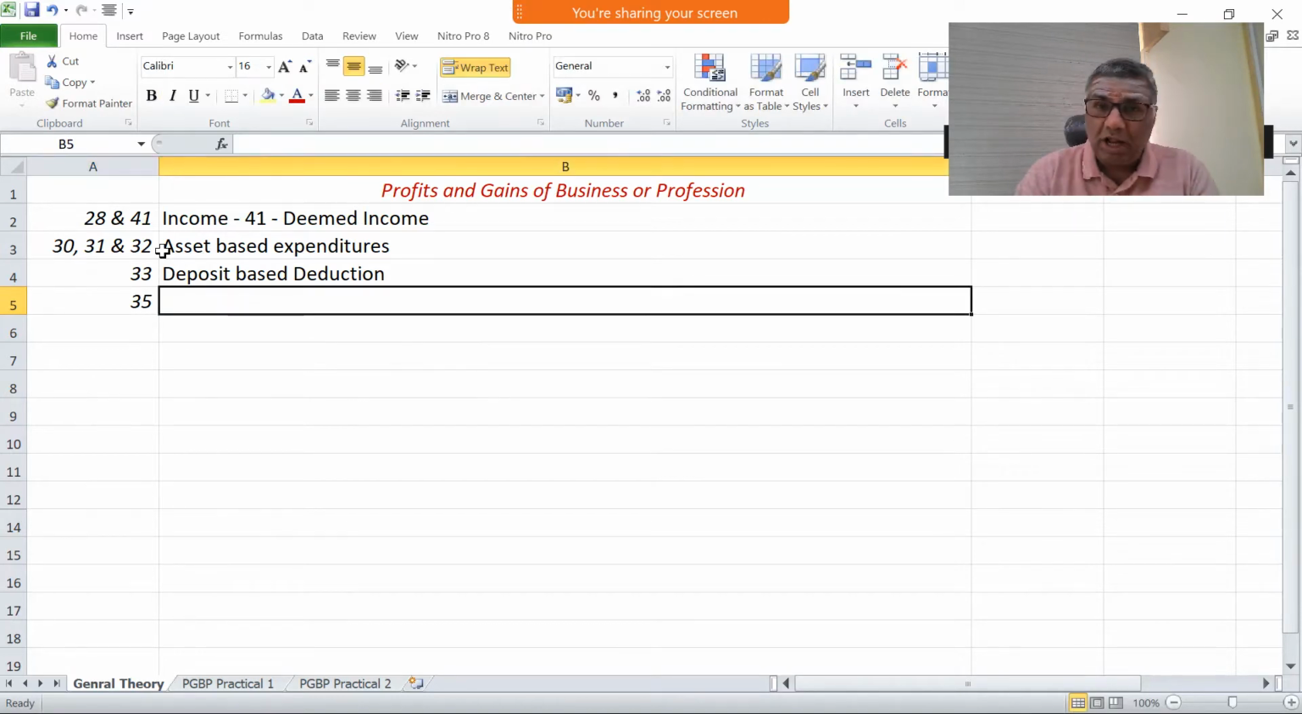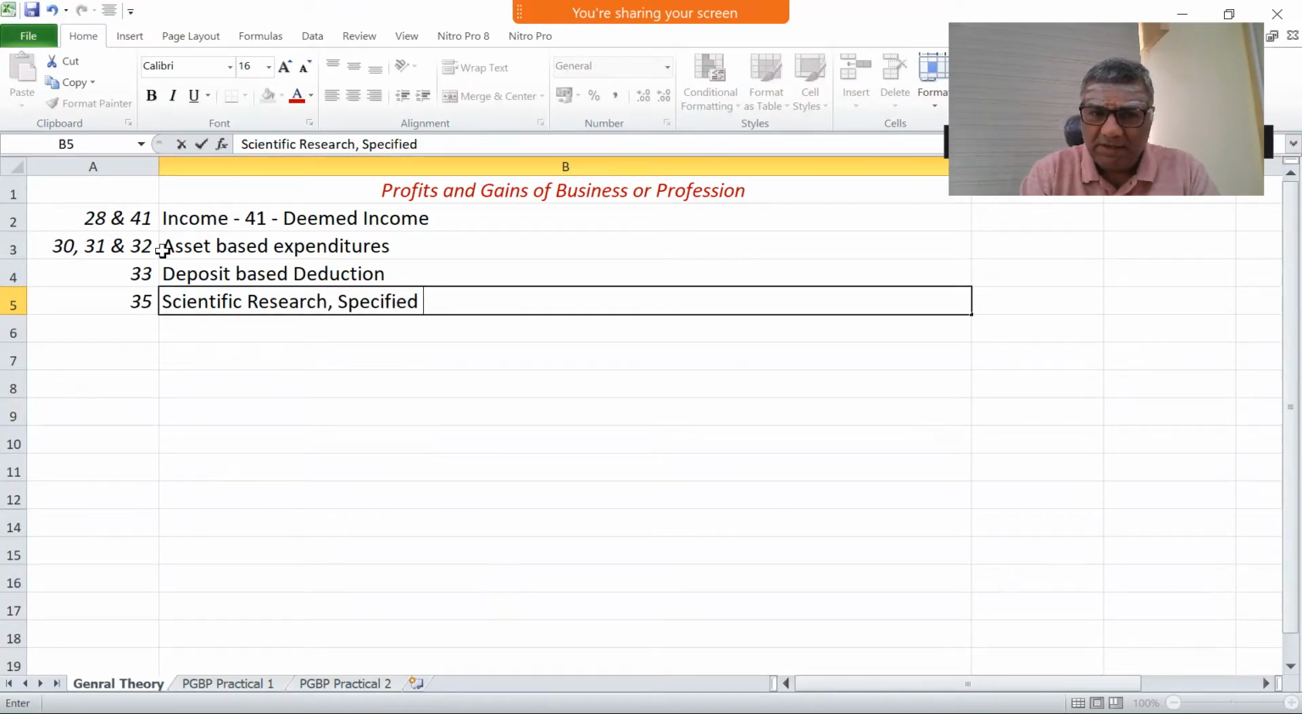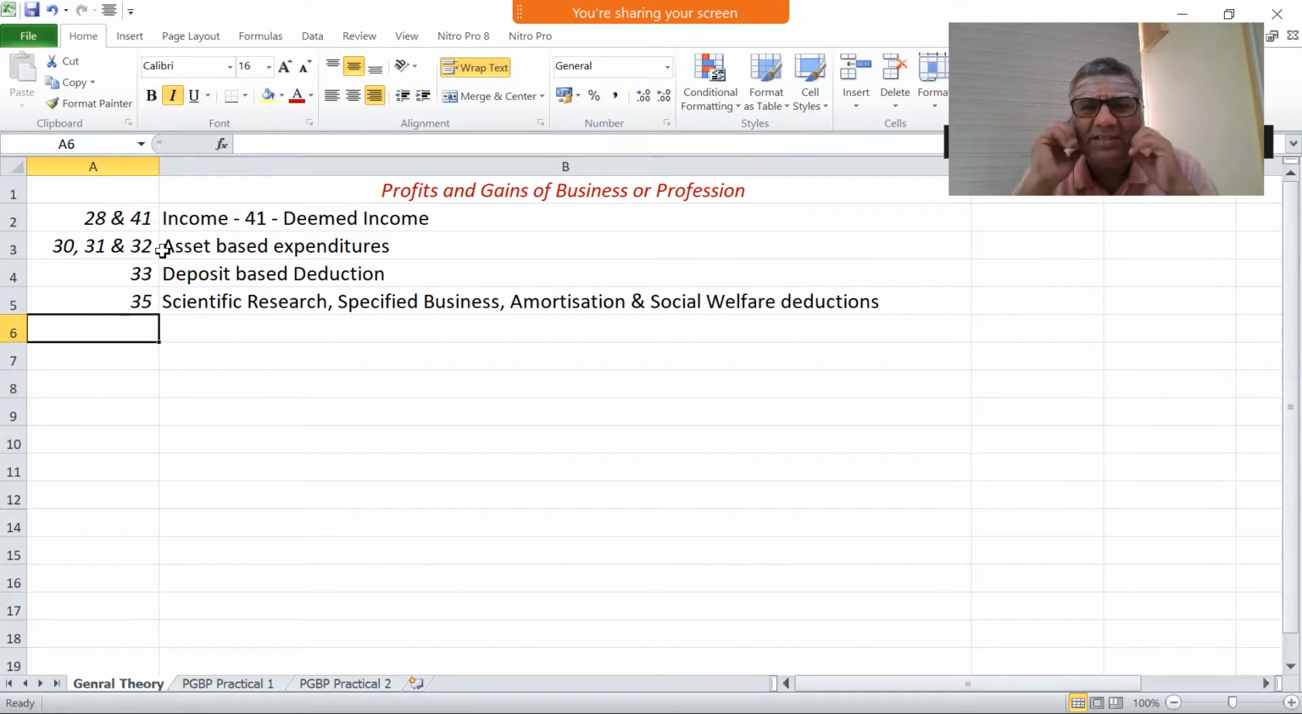35 is a long travel section. Scientific research now becomes simpler. Specified business, something to understand over there. Amortization and social welfare expenditure are spoken in section 35. Seemingly a lot, but it actually boils down to lesser things.